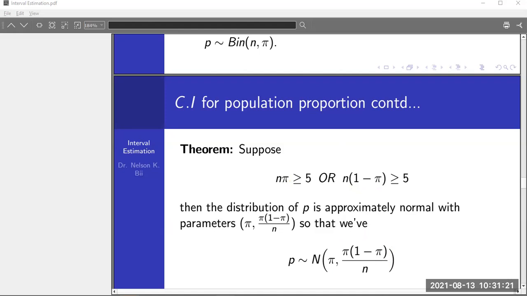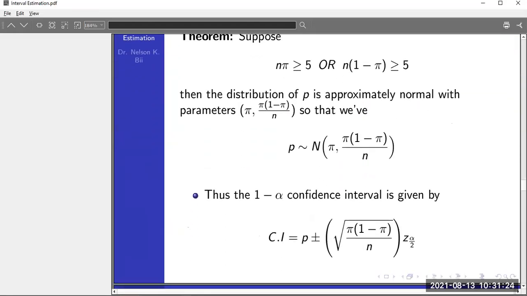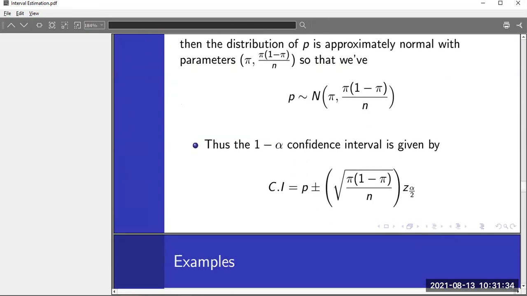That's normally if n is large, and more especially as per the theorem that's given here. So the 1 minus alpha level of confidence interval estimate is given by the sample proportion plus or minus the margin of error. So this is the margin of error in the estimation of the population proportion with characteristics of interest.